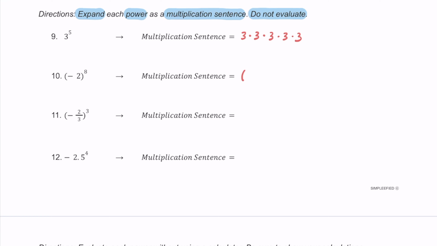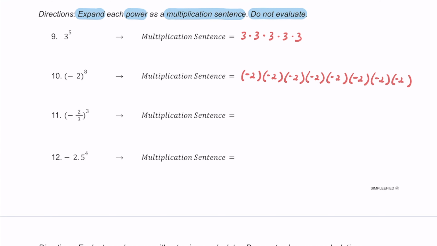So this would be -2, and I recommend using parentheses to show this. So -2 times -2 times -2, that's 3 of them. That's 4 -2's, that's 5 -2's, that's 6 -2's, that's 7 -2's, and that's 8. Okay, so we would multiply 8 of those -2's together.